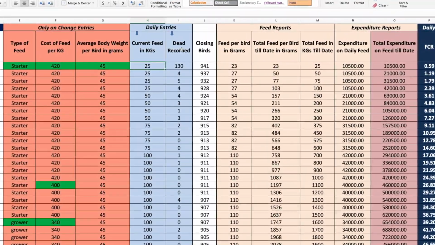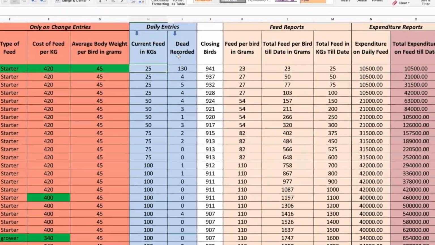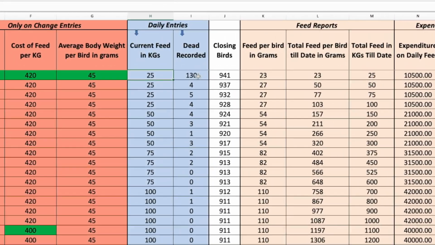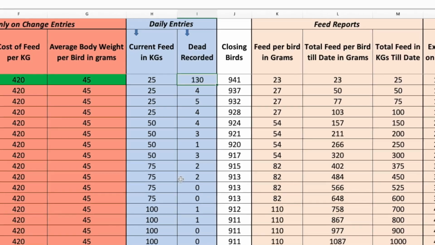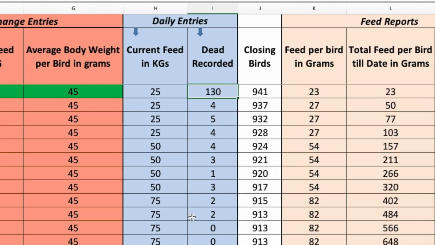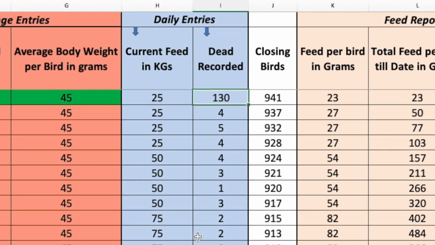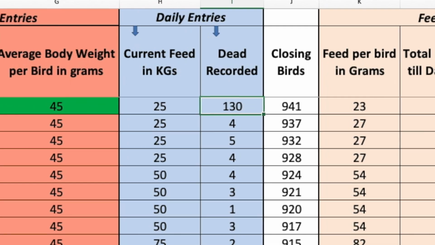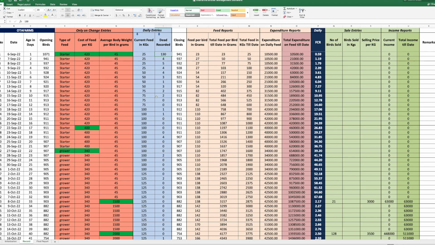And then, very important, this is the mortality column. You want to capture the mortality from the first day. Unfortunately for us, a large number of the birds died during transportation. We had 130 of them die. 130 died during transportation from day 1.